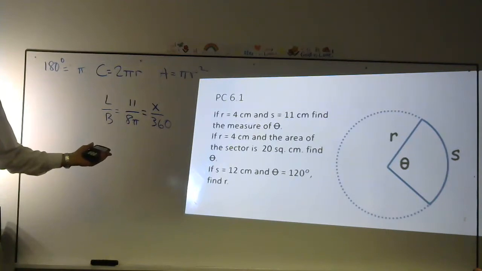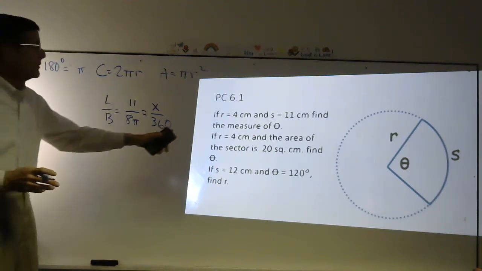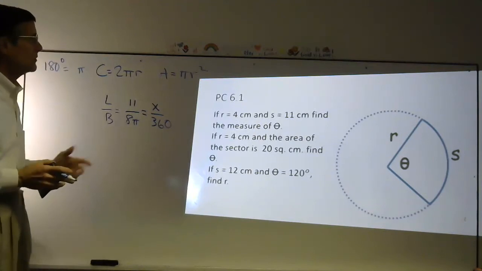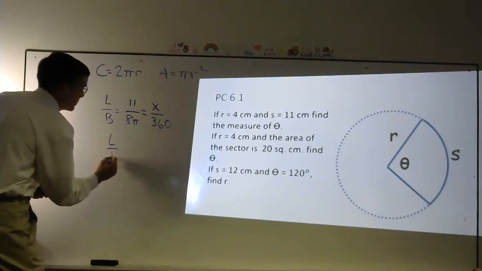I don't know what the little angle is, but I know what the big angle is, right? And then you simply cross multiply, okay? I'm not going to bother walking you through the cross multiplying. I think everybody knows how to do that. Let's do the second one. Radius is still 4. How about the area of the sector is 20 square centimeters? All right, let's do it again. Little to big.